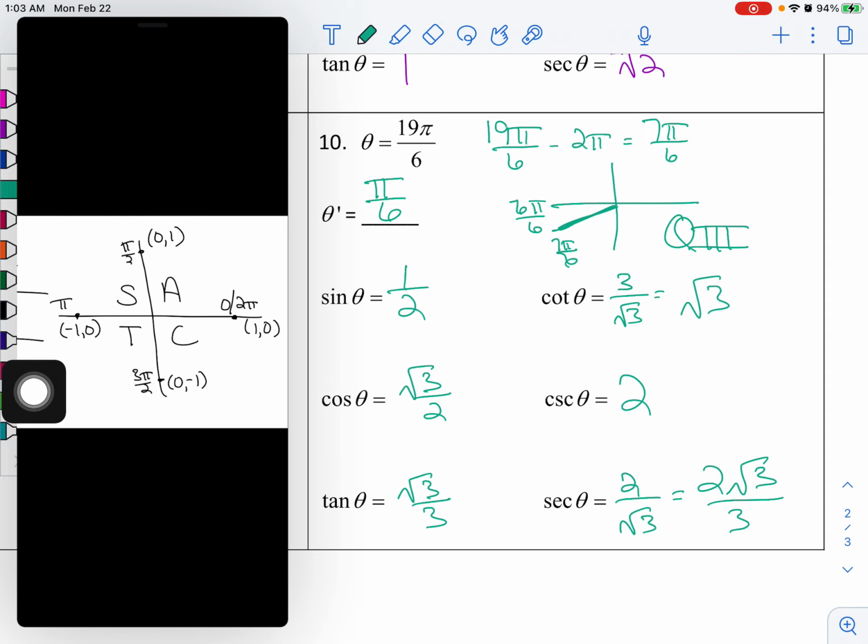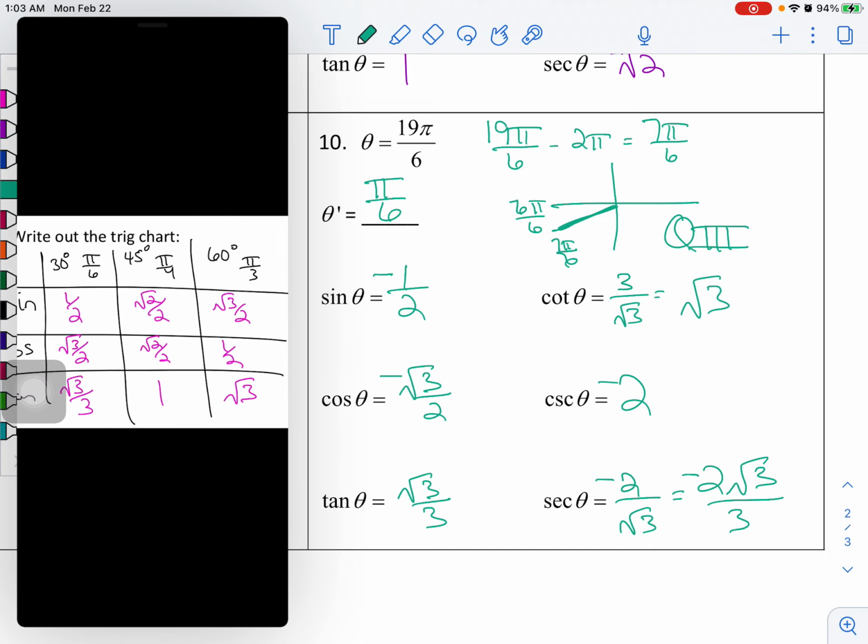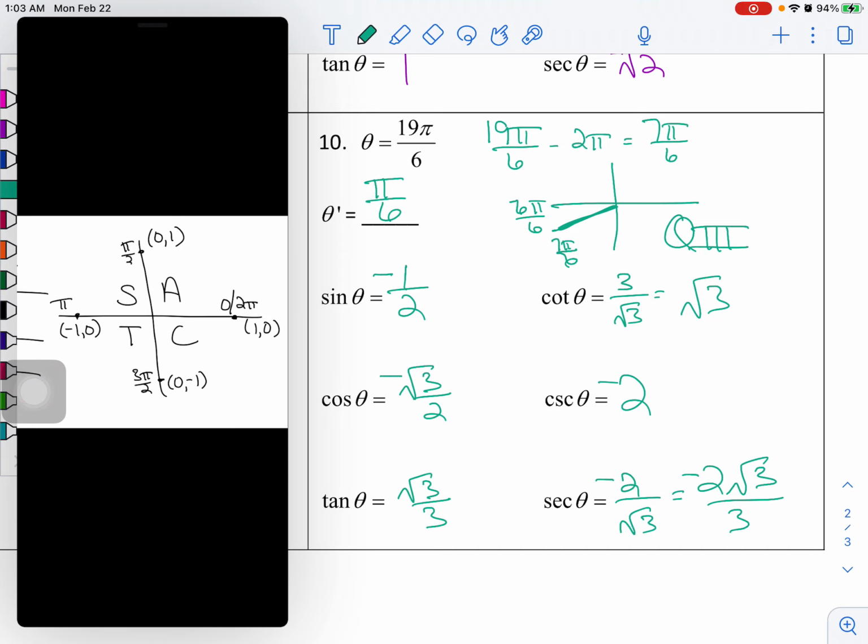Quadrant 3, the only thing that's positive there, that's the T. So that's going to be tangent and cotangent. So sine, cosine are both negative. Tangent's positive, cotangent's positive. Cosecant and secant are both negative. All right, I hope this makes some sense in terms of finding these exact trig values using both the trig chart and the ASTC piece.